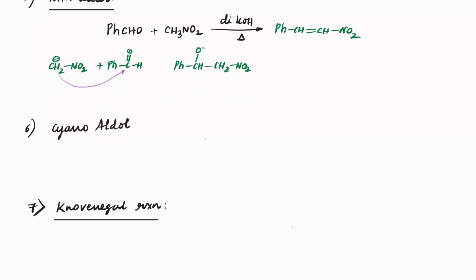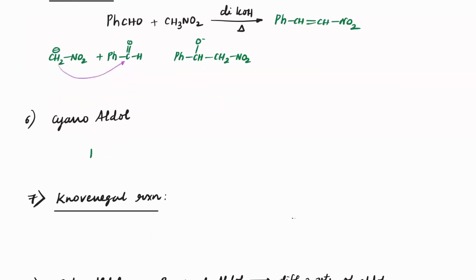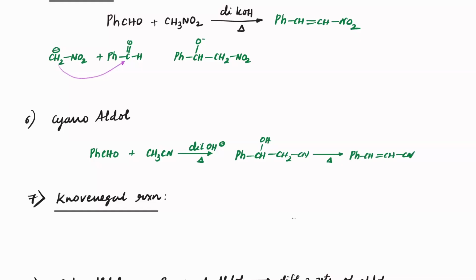Cyanoaldol, same logic again here also. So PhCHO plus CH3CN in the presence of dilute OH minus and heat. So you'll get first this as Ph-CH(OH)-CH2-CN, and that on heating we will get this as Ph-CH=CH-CN. This is cyanoaldol.